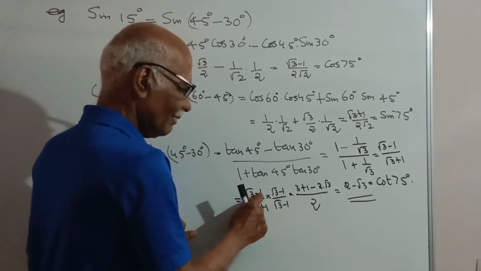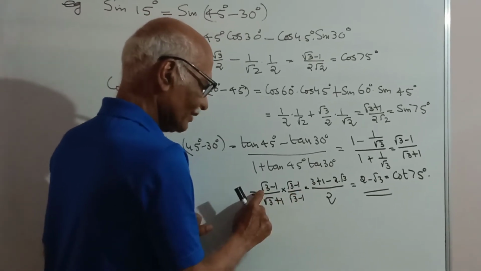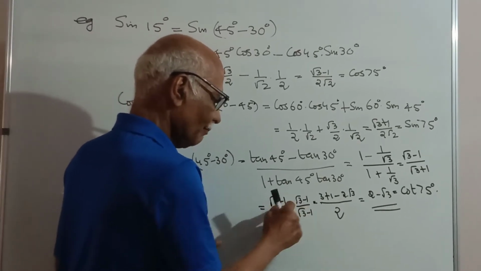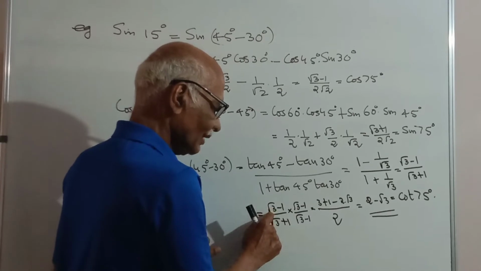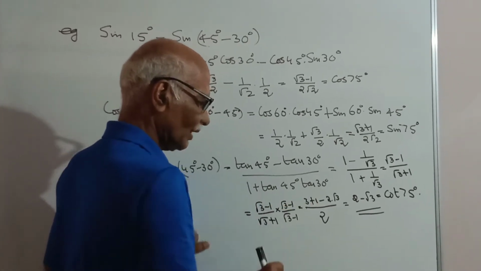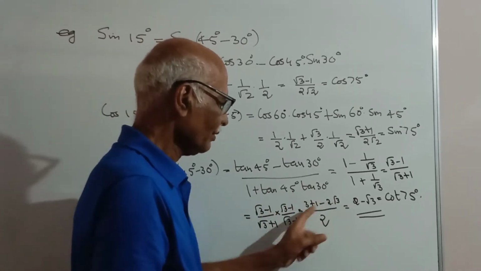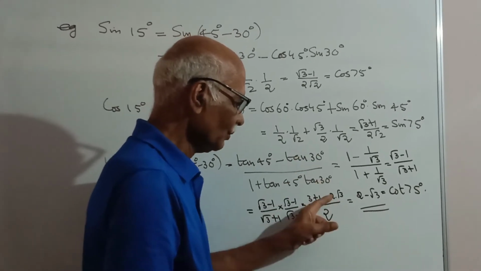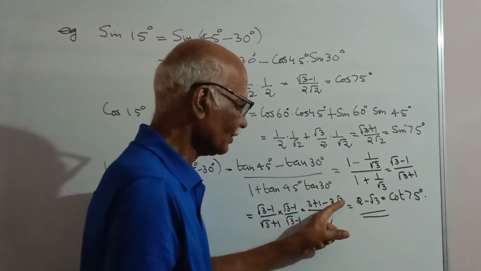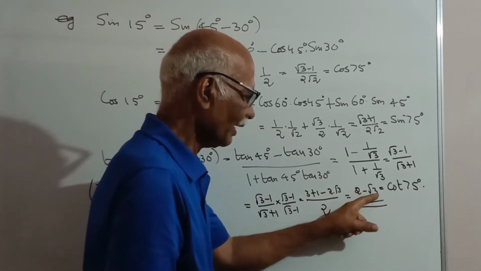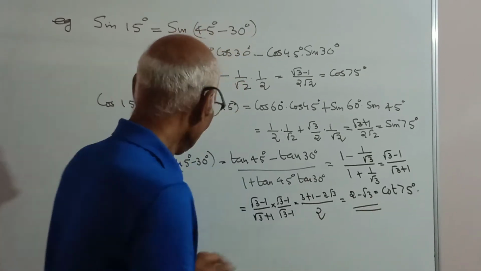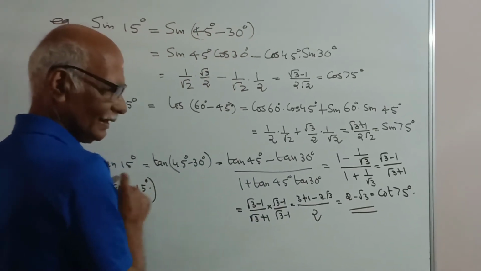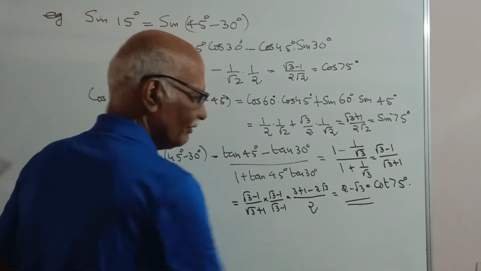Now this is our a minus b the whole square. So a square plus b square minus 2ab formula. 3 plus 1 minus 2 root 3. 3 plus 1 is 4. 4 divided by 2 is 2. 2 root 3 by 2 is root 3. Net effect is 2 minus root 3. And that is the value of tan 15 degrees, which is also cot of 75.